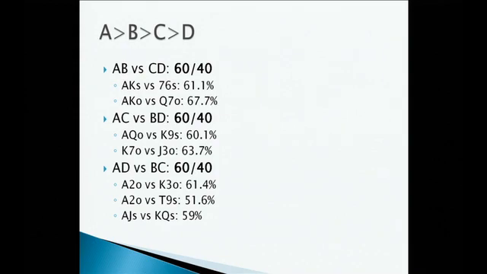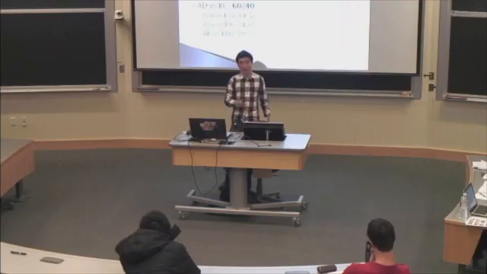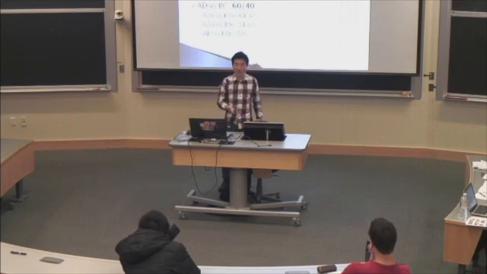AC versus BD, it's about 60 versus 40. AD versus BC, it can be as low as 50-50. So ace 2 off against 10-9 suited is only 51.6%. So that's sort of the worst case for AD versus BC. Okay, so you can look through those numbers more on the slides.